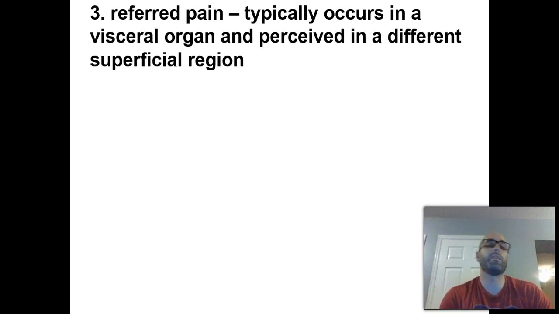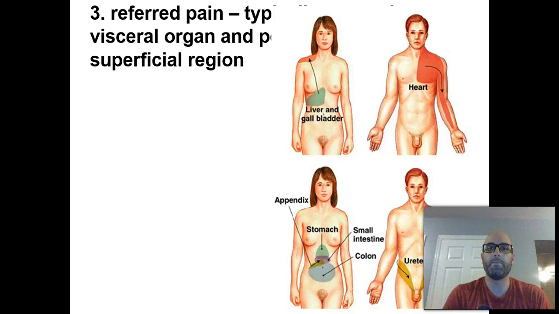You also have referred pain. This one to me is the most interesting. This is typically pain that's occurring in some kind of visceral organ or some kind of internal structure, but it's perceived in some kind of superficial region. The most common example that most students are taught about is actually the pain associated with a heart attack. Most of the time, heart attack pain is felt in the left arm, similar to this example right here. They tell people if your left arm hurts and you're of age or physical stature or things like that where a heart attack can actually occur, left arm pain could be indicative of a heart attack even though your heart attack has nothing to do with your left arm.